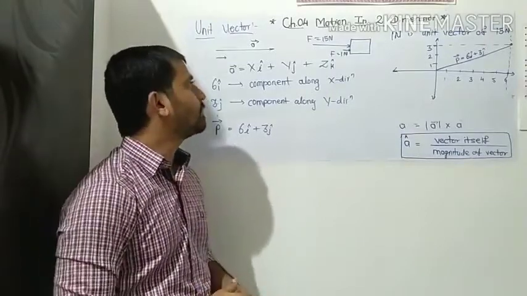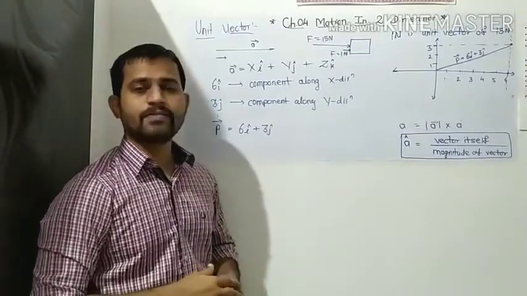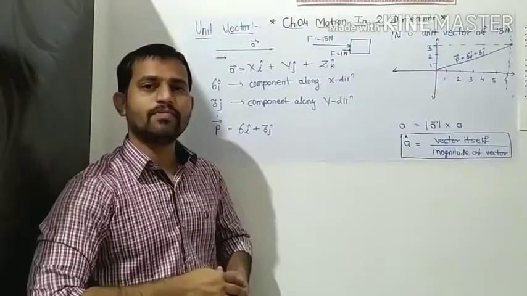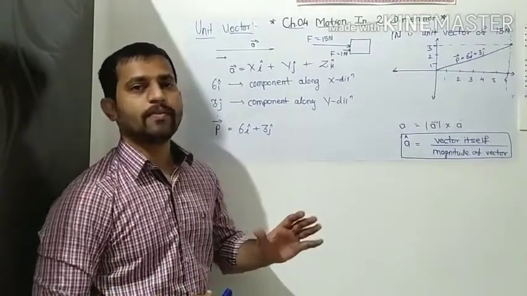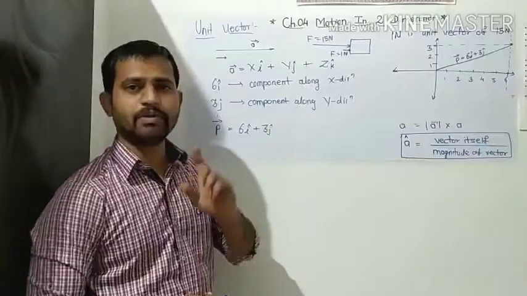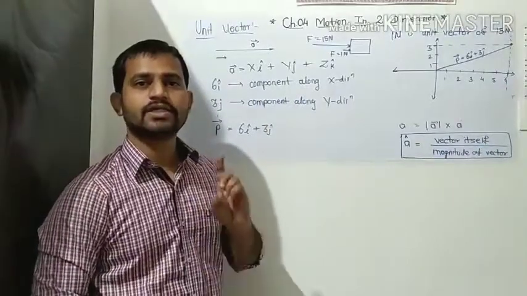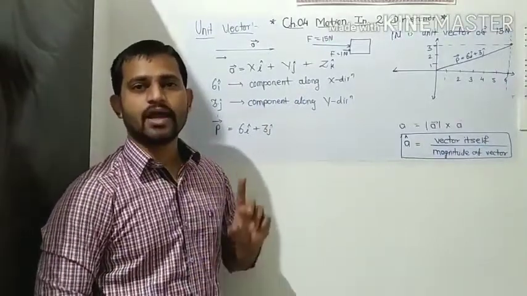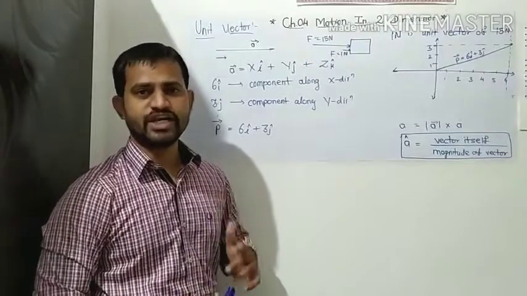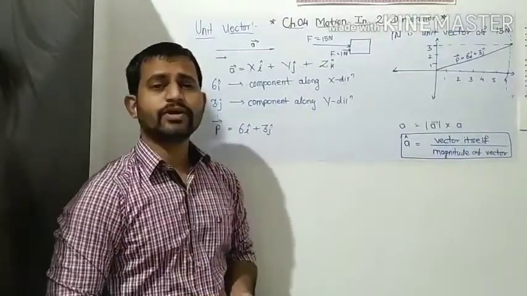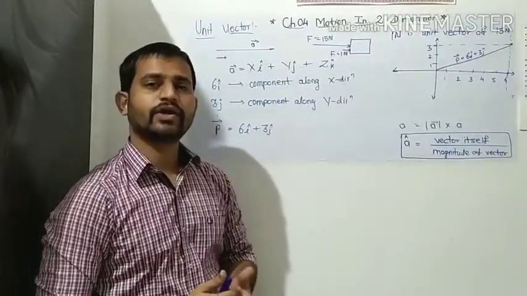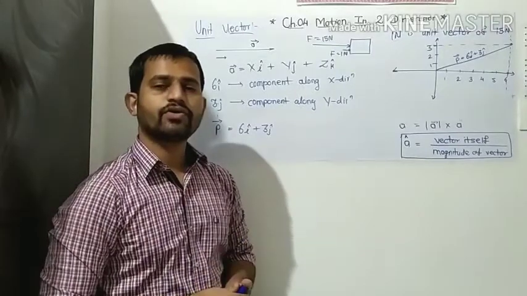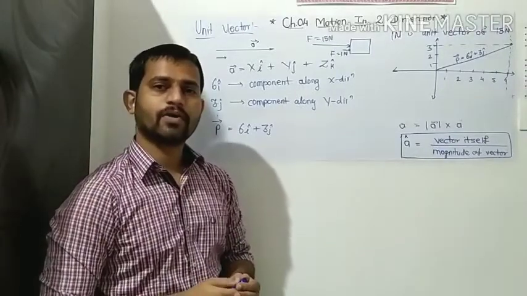So in this way, if we have to represent any one vector in terms of its components, then we can go by this i, j and k. Remember, i for the x direction, j for the y direction and k for the z direction. And to find its magnitude, we just have to take the square root of the sum of the squares of its components.